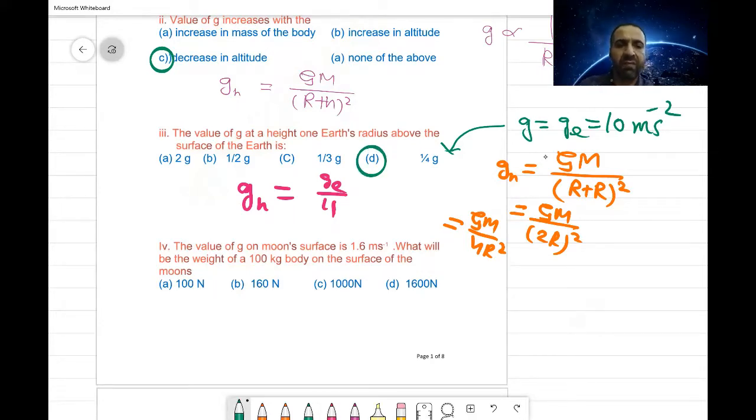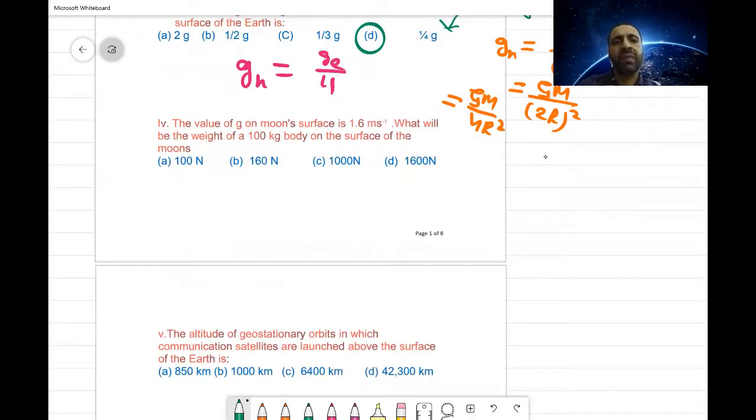Right, now let us move on to the next question. The value of g on the moon surface is 1.6 meter per second square. What will be the weight of a 100 kilogram body on the surface of the moon? So this is as easy as eating ice cream. You have done this many times. So what will it be? W is equal to mg. You have the mass, you have the value of g on the surface of the moon, you multiply, and the answer you will get is 160 Newton. So the correct option is 160 Newton.